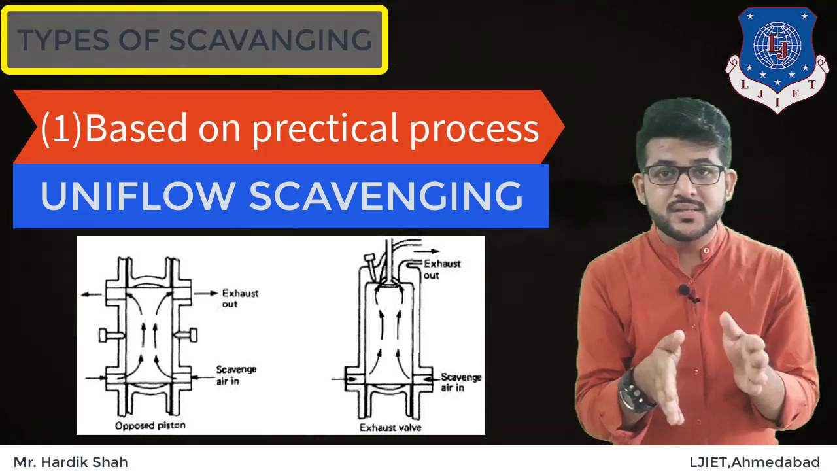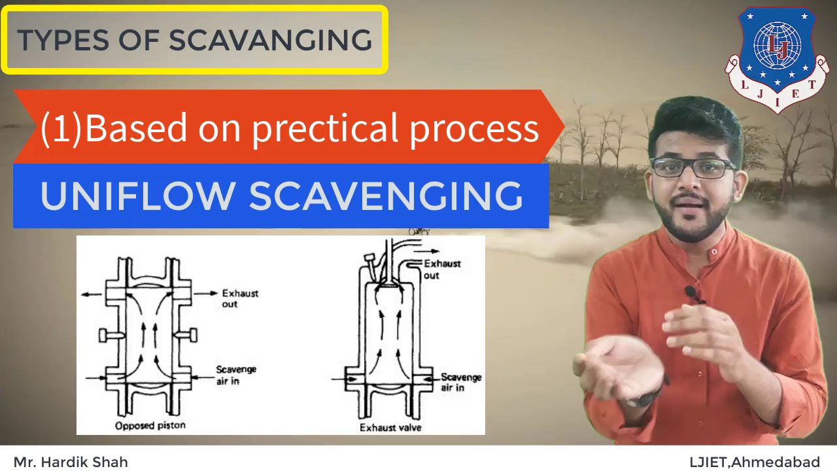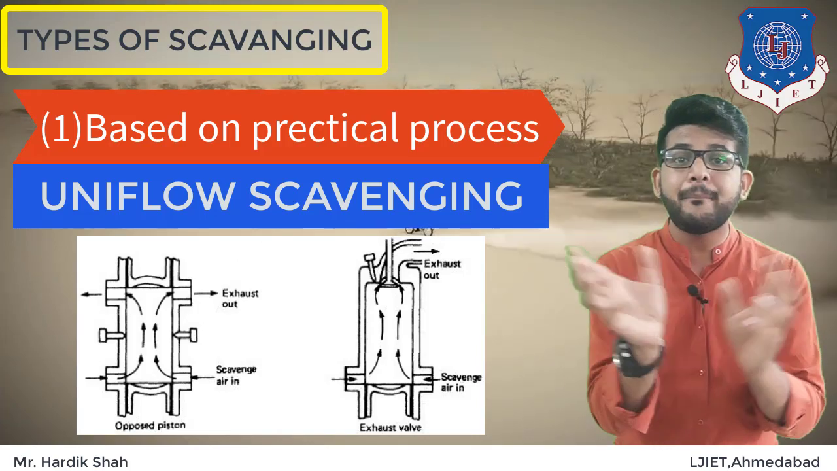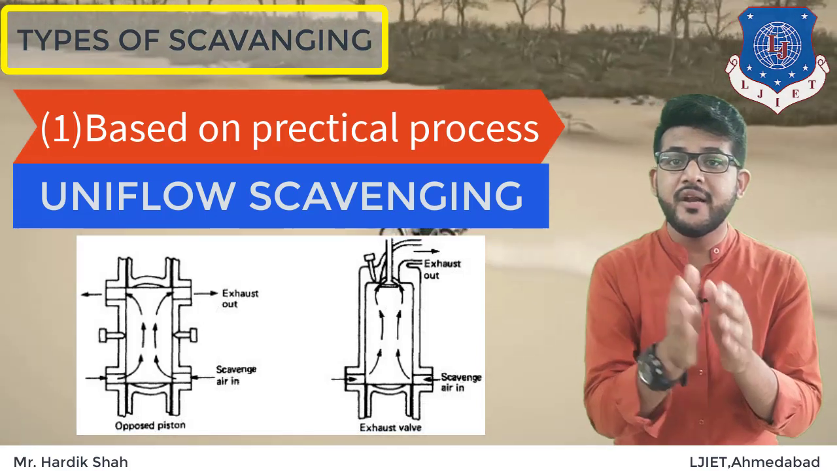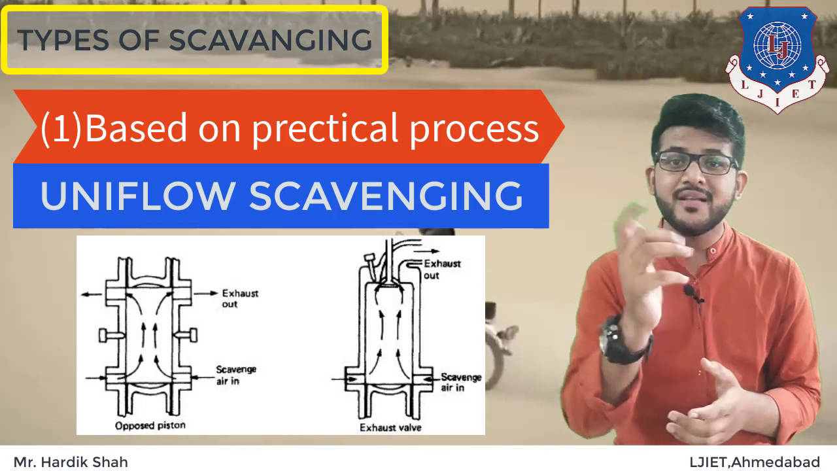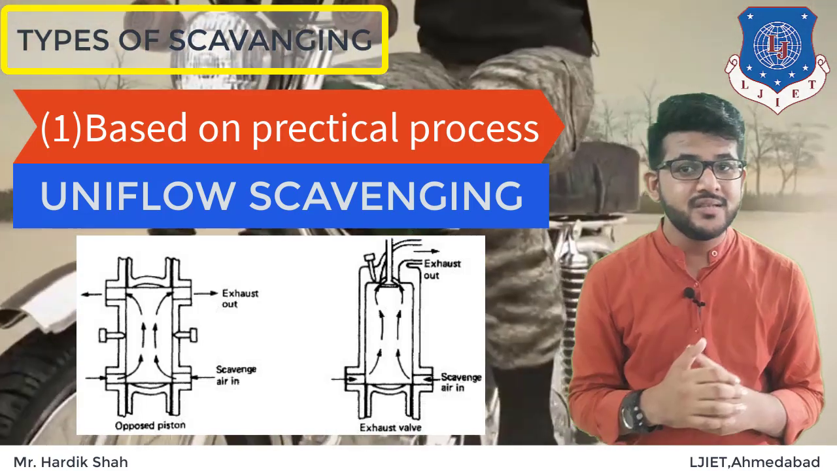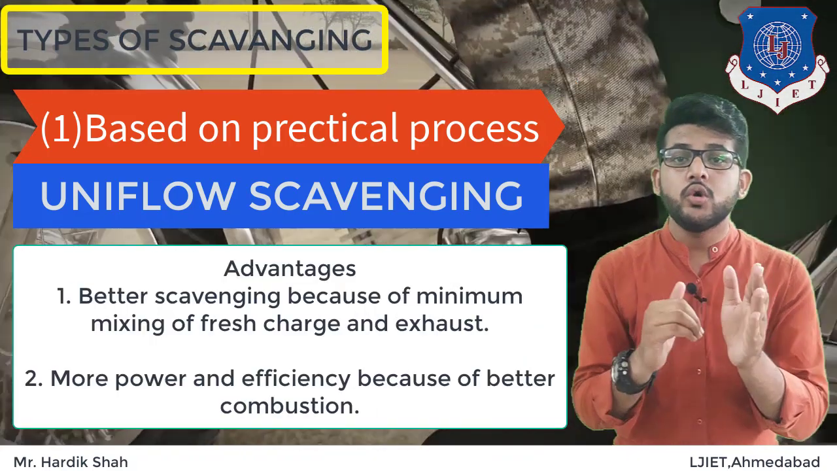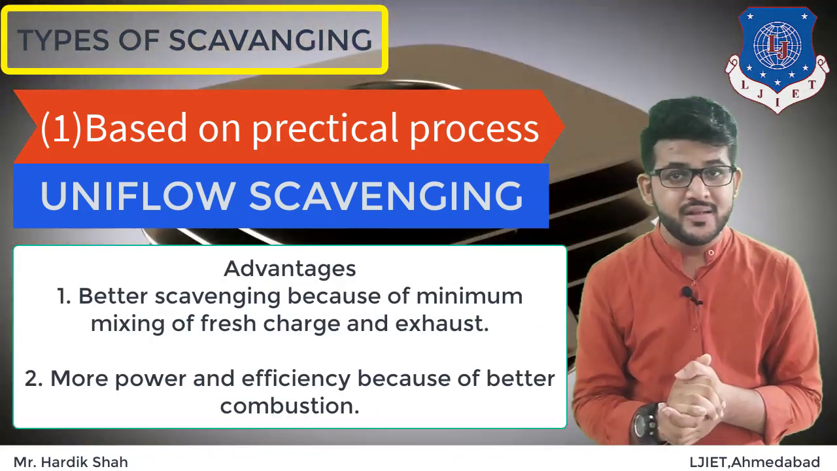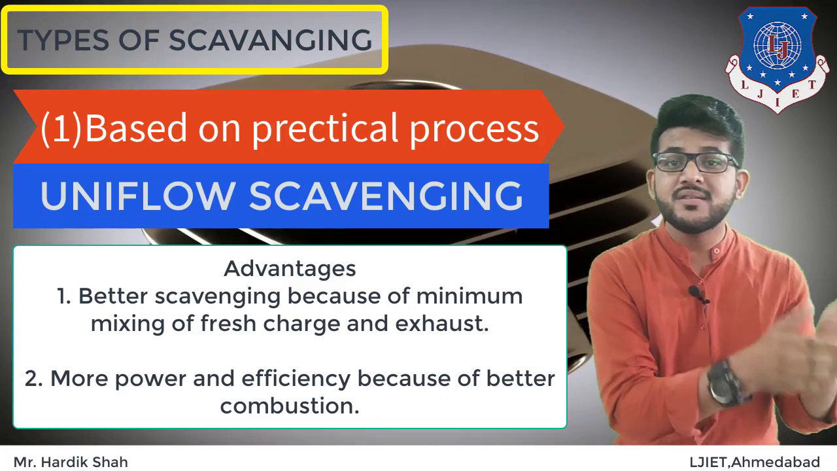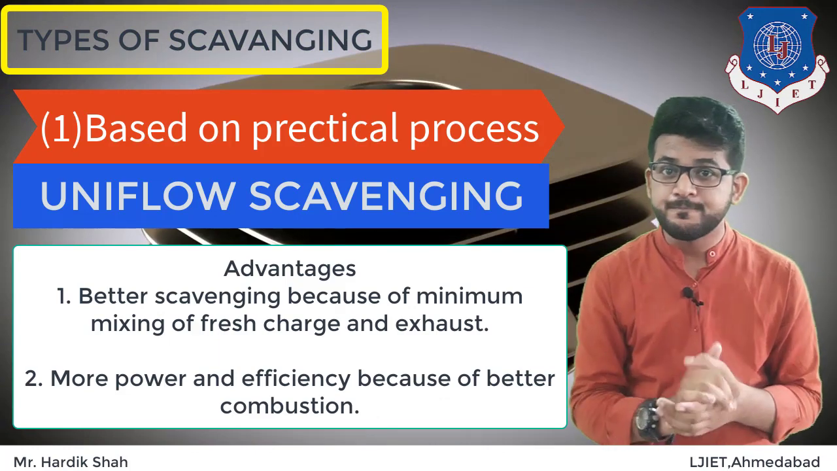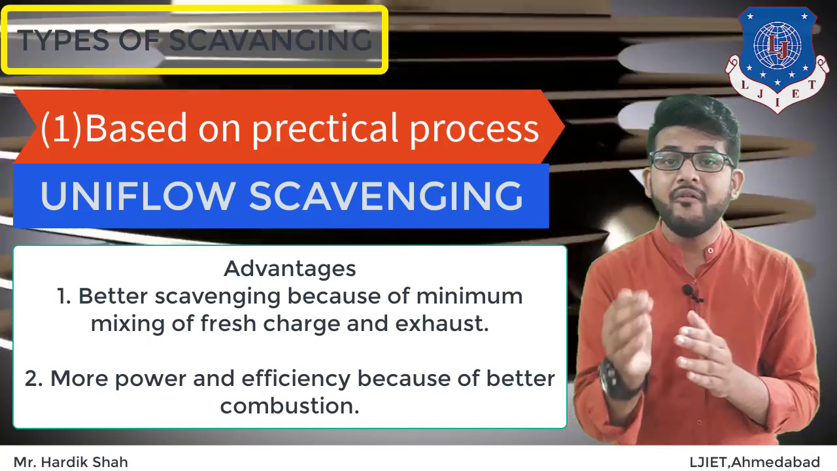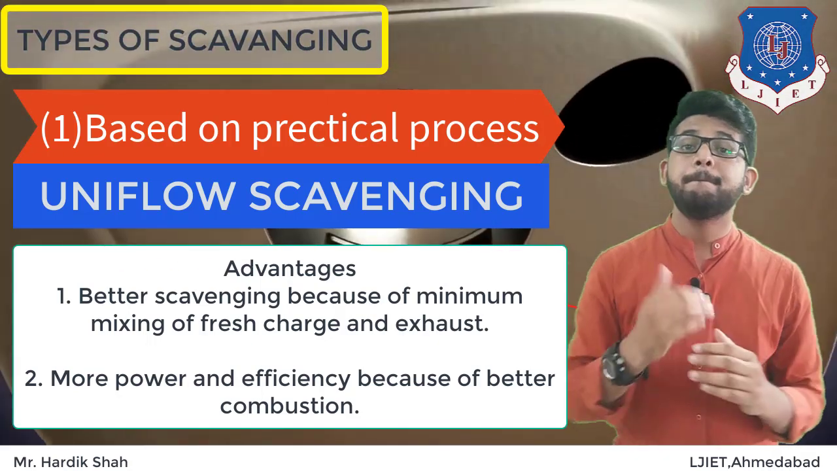Now in opposed piston, what is happening? The inlet and exhaust ports are controlled by the separate pistons and the pistons will be driven by the separate crankshaft. That is called opposed piston, and the scavenging happens. So what are the advantages of the uniflow scavenging? So first is better scavenging because of the minimum mixing of the fresh charge and exhaust. Second one is more power and efficiency because of the better combustion.